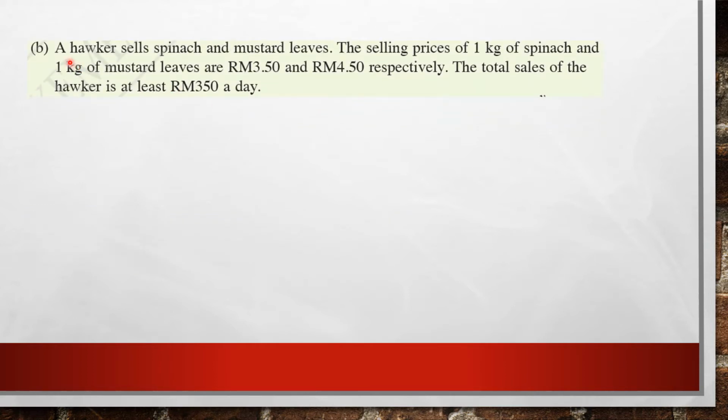Next, we look at part B. A hawker sells spinach and mustard leaf. The selling prices of 1 kilogram of spinach and 1 kilogram of mustard leaf are 3 ringgit 50 cent and 4 ringgit 50 cent respectively. The total sales of the hawker is at least 350 ringgit a day.